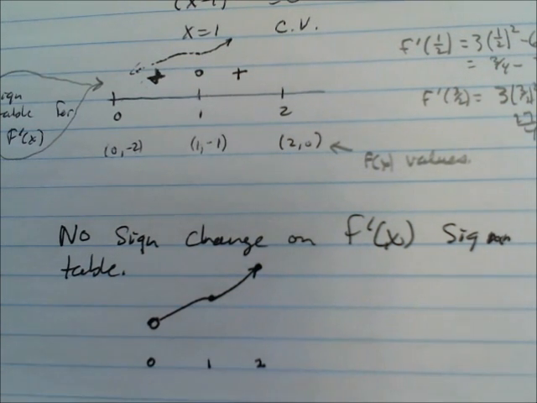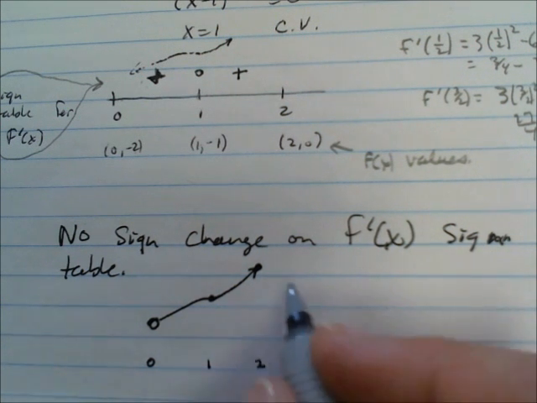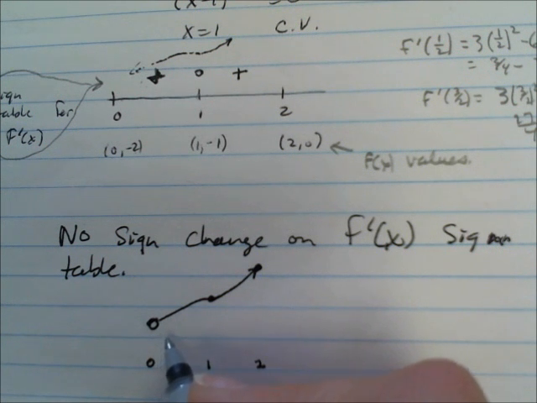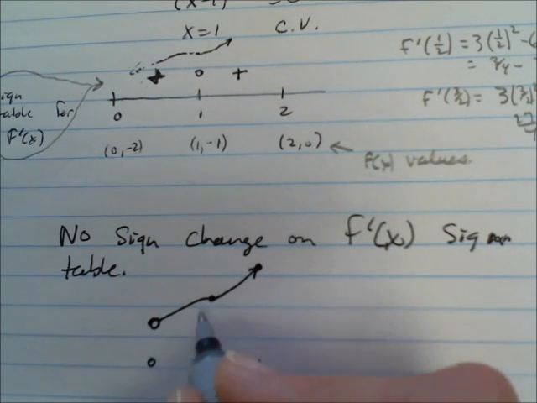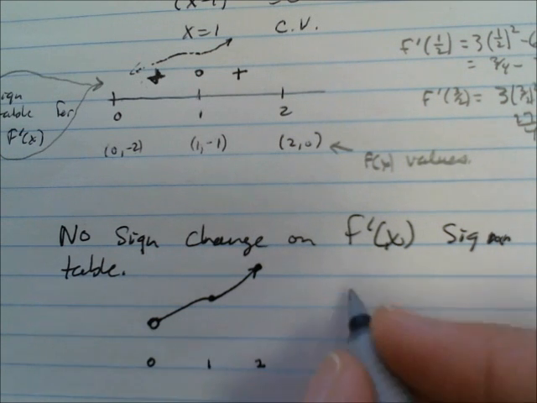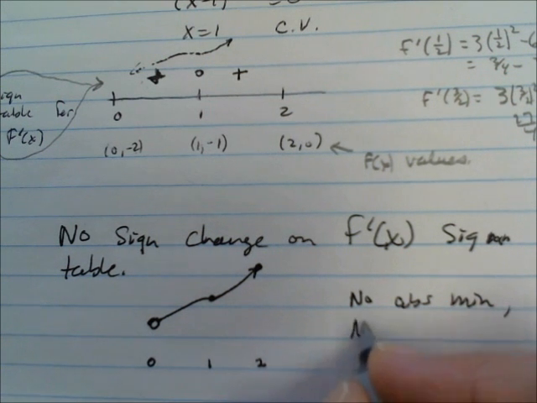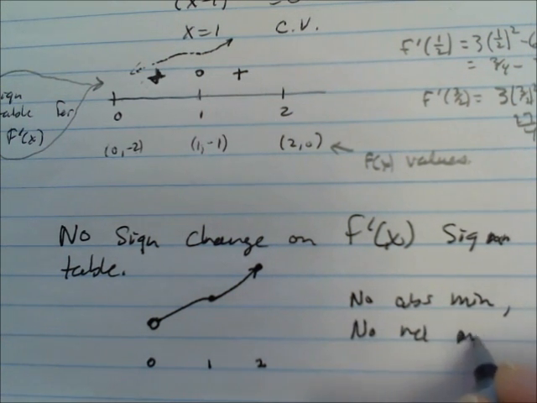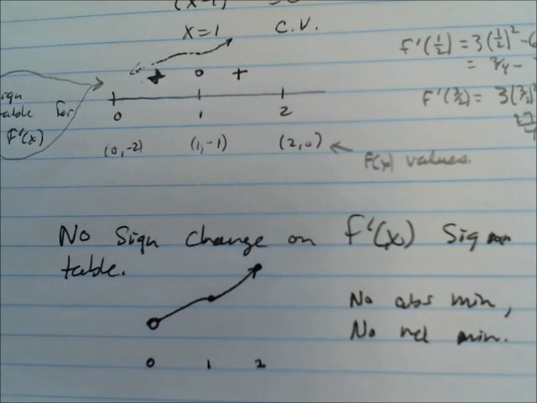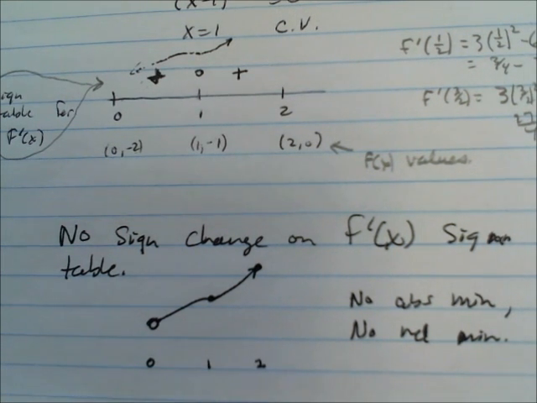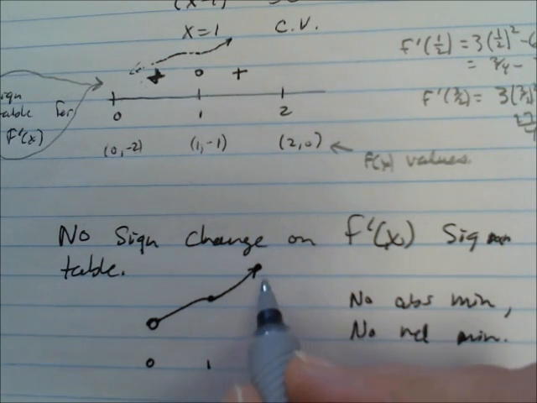So let's talk about the extrema, because that's what the original question asked. So what about a local or an absolute min? Well, because this never gets down to the lowest point, there's no absolute min and there's no relative min, because you can't ever get to a lowest point on this graph in the interval between 0 and 2, excluding 0, but including 2.